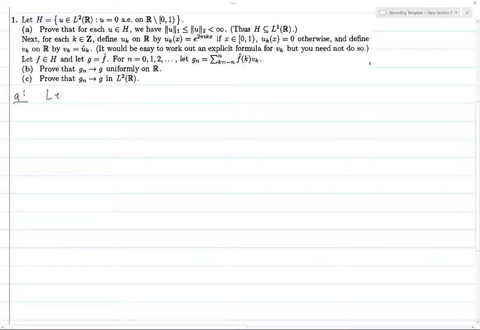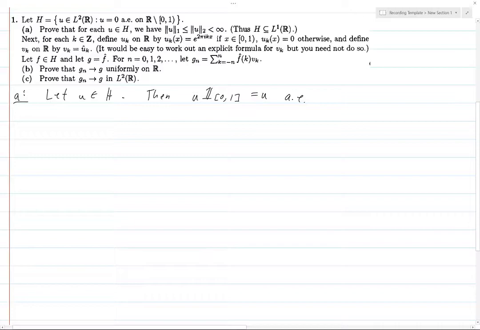So let u be in H. Then u times the indicator of the closed interval from 0 to 1 is equal to u almost everywhere. Why is it not equal everywhere? Right, because let's see here, u equals 0. So we've got 0 and 1 here. So basically u is going to be 0 here. Yeah, it doesn't really matter.